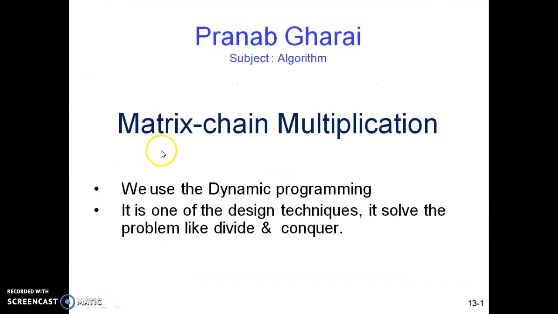At present we are discussing matrix chain multiplication. This chain matrix multiplication uses dynamic programming. It's one of the design techniques. It solves the problem like divide and conquer. Which technique we use, divide and conquer or dynamic programming, depends on the problem. For matrix chain multiplication we are using dynamic programming.